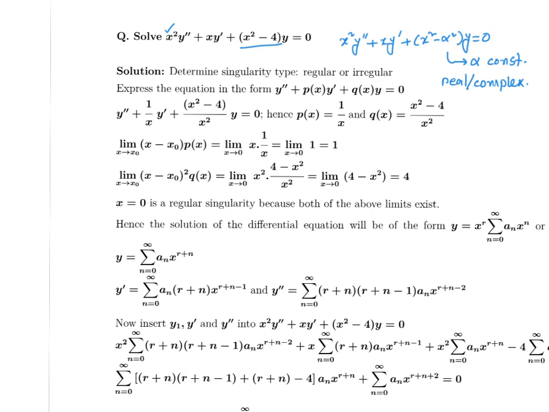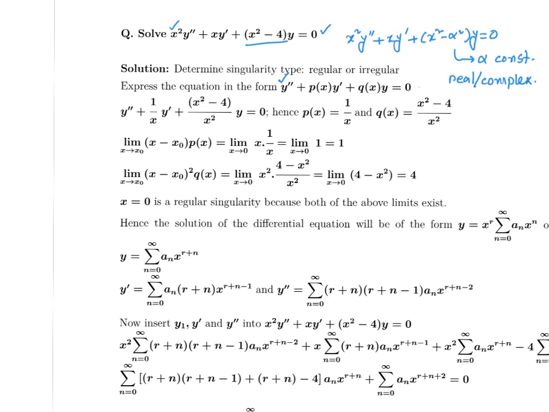Now, to solve this problem, we follow a straightforward standard process. The first step in the process is to take this differential equation and express it in this format: y double prime plus p of x times y prime plus q of x times y is equal to 0. Basically, get rid of the coefficient that comes with y double prime. So in this problem, the coefficient is x squared, right? So we can go ahead and divide both sides of this equation by x squared to get this: y double prime plus 1 over x, y prime plus (x squared minus 4) over x squared times y is equal to 0.